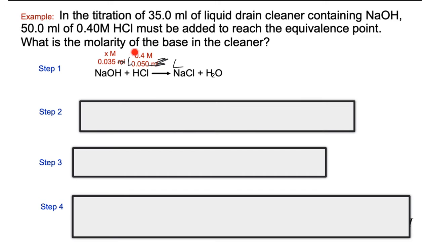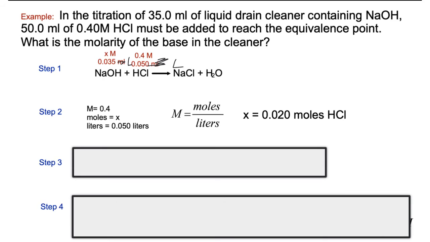So step 2 is to use the molarity equation, with molarity and liters, to calculate how many moles of HCl I used here. The molarity equation, remember, is molarity equals moles divided by liters. I have the molarity, 0.4 molar. I do not have moles, I'm looking for that, and my liters are 0.050. I'm going to plug that in and rearrange this so that molarity times liters equals moles. So 0.4 times 0.050 is equal to 0.020 moles. That's how many moles of HCl I used.